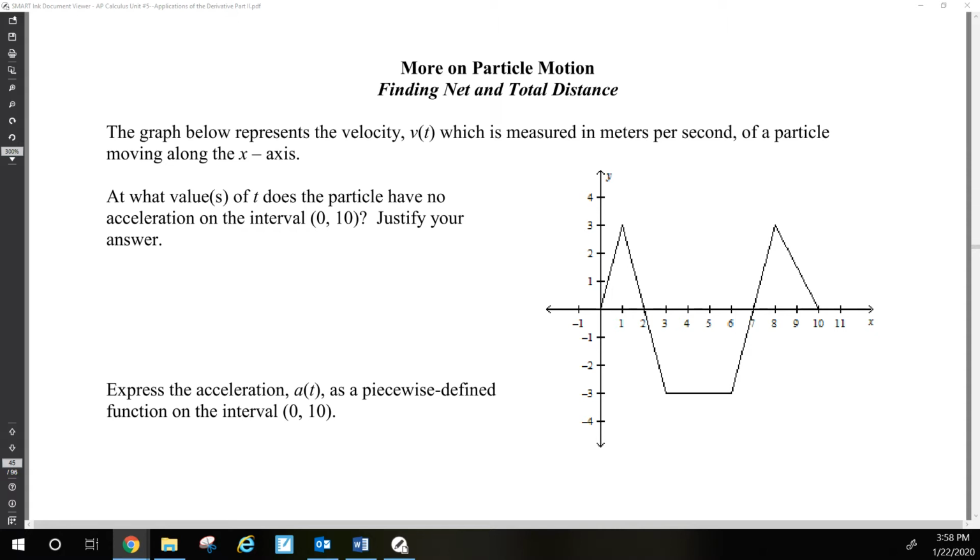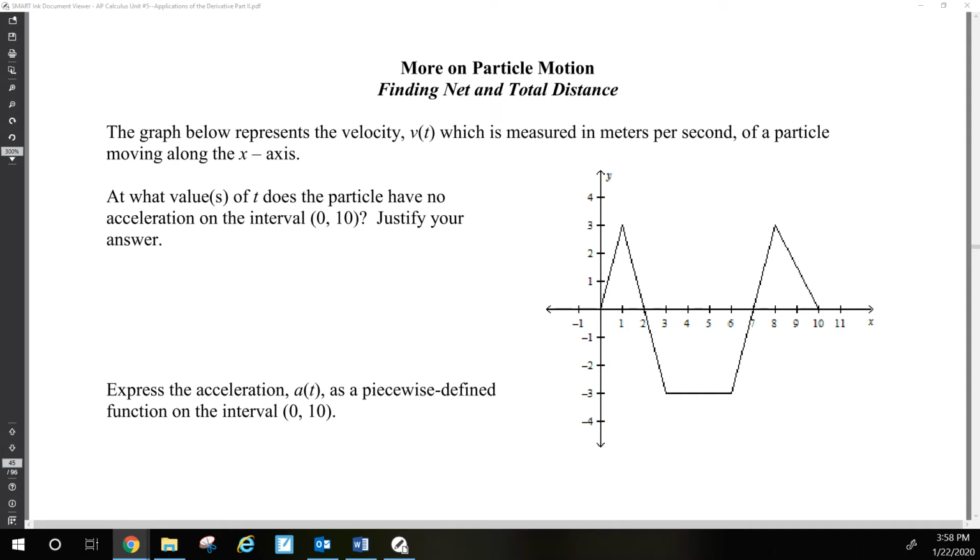So we're going to start looking at finding net and total distance. Think about this. We've got a horizontally moving particle, so we're moving just left or right. This graph below, be careful, it's representing the velocity measured in meters per second. So this is not a position graph, this is our velocity graph of a particle moving just along the x-axis.